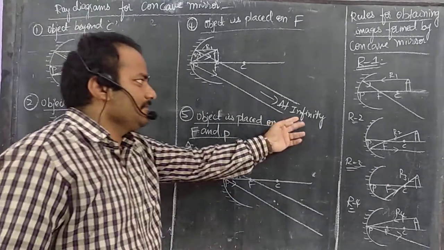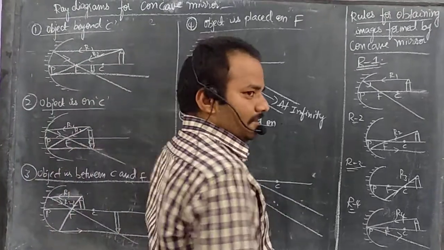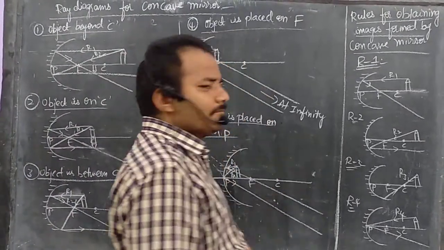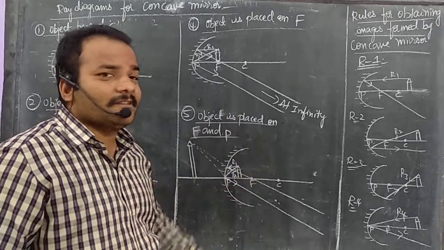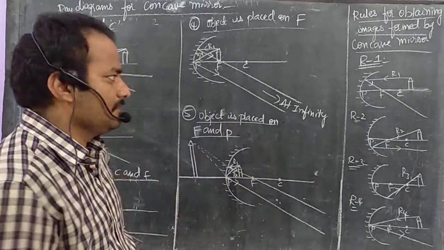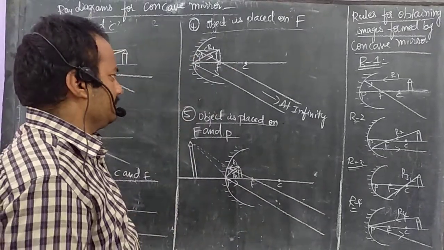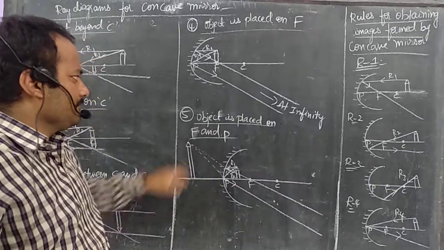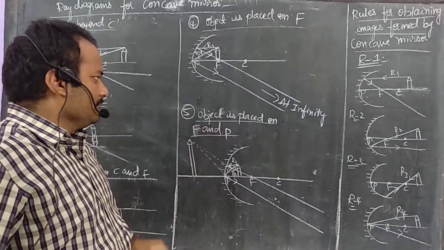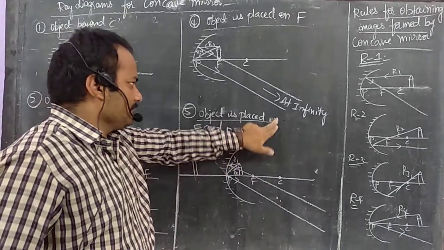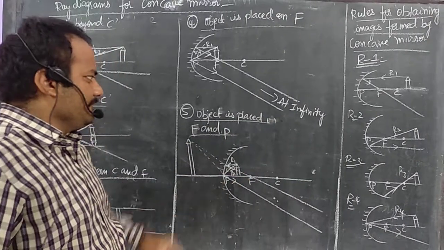If they meet at infinity, what will be the nature? Real and inverted. What will be the position? At infinity. And what will be the size? Highly large, a big size image you will get. Let us go for the last case. Object is placed between F and P.